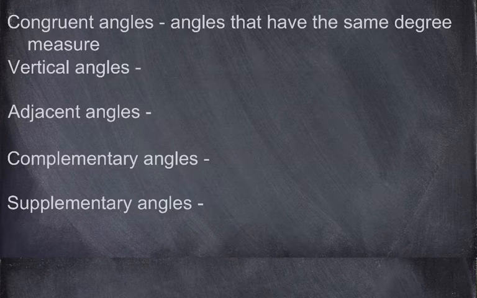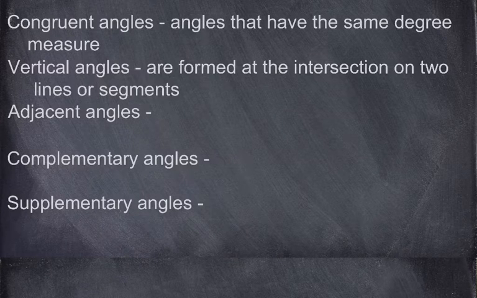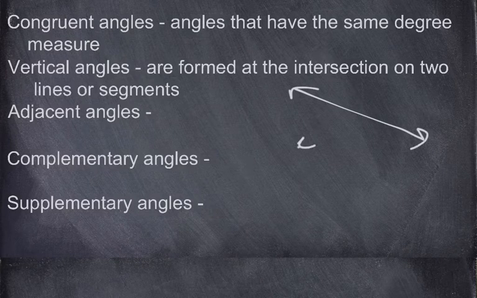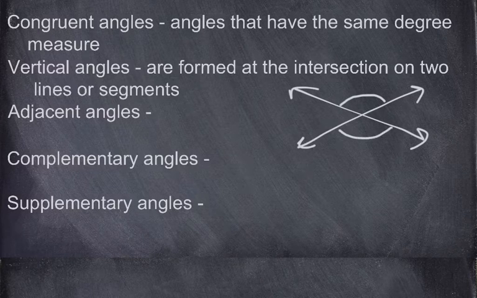Next thing is vertical angles. Vertical angles are formed at the intersection of two lines or segments. So the picture of that is if you had two lines intersecting. This angle that gets created here and the one that's on the opposite side of that intersection, those are vertical angles to each other. In like manner, this angle on the left would be vertical to the angle over here on the right.